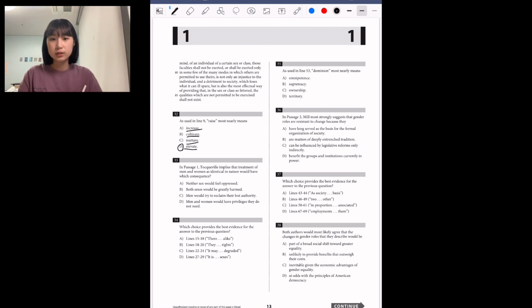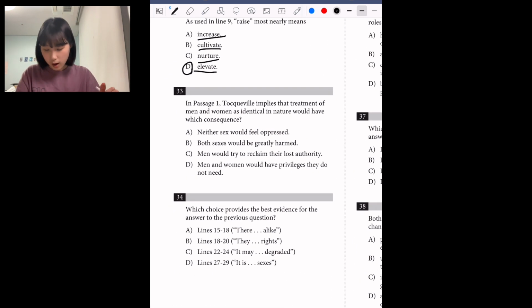For instance, increased does have connotations of pulling up, but here it's clear that elevate has a more distinct and clear meaning that's sufficient to this question. So for question 33, in passage 1, Tocqueville, I don't even know how to pronounce his name, implies that the treatment of men and women as identical in nature would have which consequence?